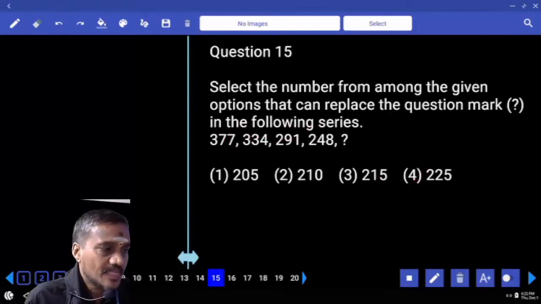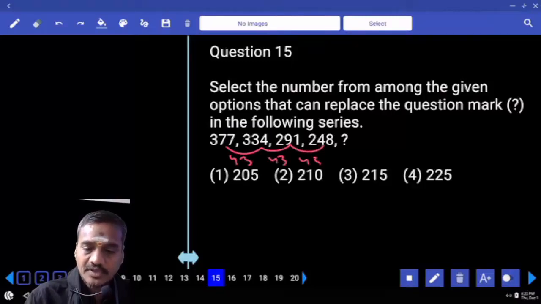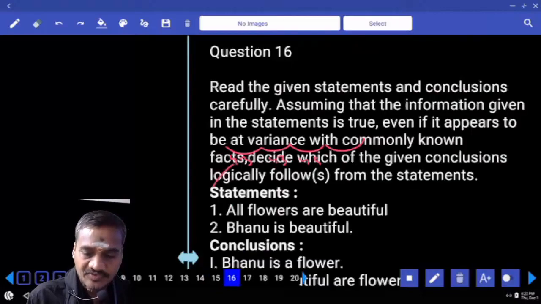Then the 15th one. What is your answer here? The difference is 43. The next difference is 43. The next one is again 43. So a constant number 43 is subtracted here, giving 205, choice 1, question number 15.